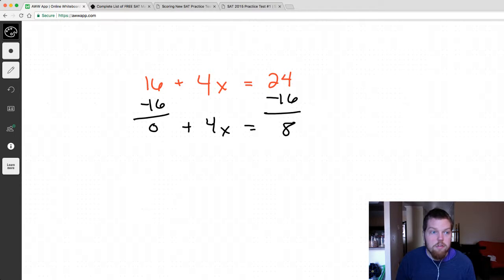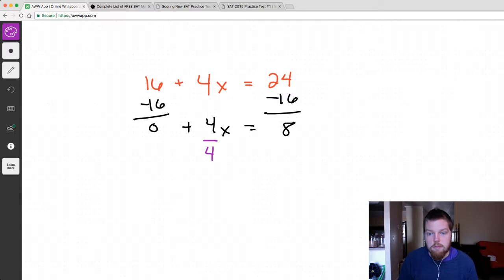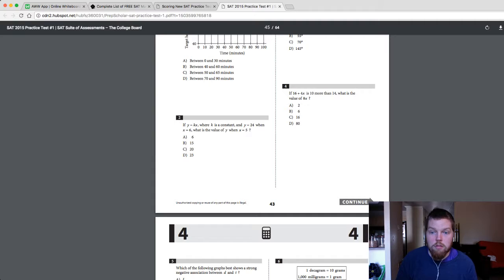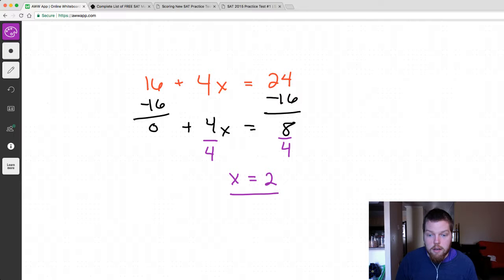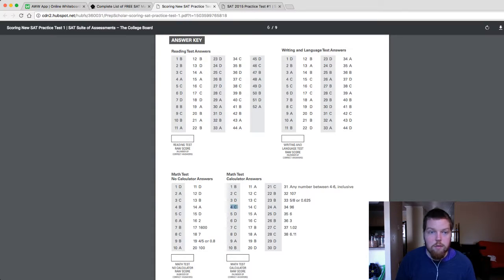And then what we're going to do is divide both sides by 4. And we're going to get x equals 8 divided by 4 is 2. So x is 2. Now let's go back and figure out what we need to do with that. So it says, what is the value of 8 times x? So if x is 2, 8x equals 8 times 2, which equals 16. 16 is choice C. We'll check that. See, we got it.